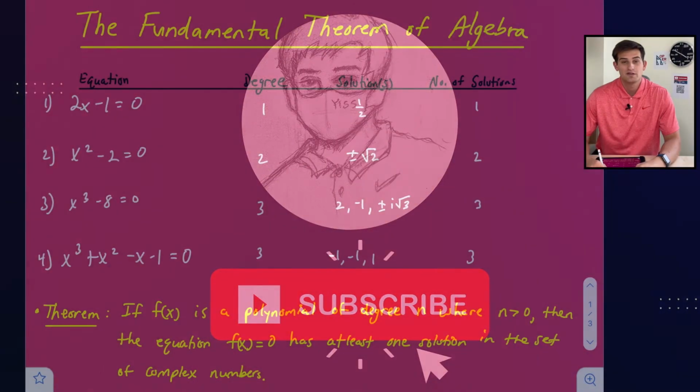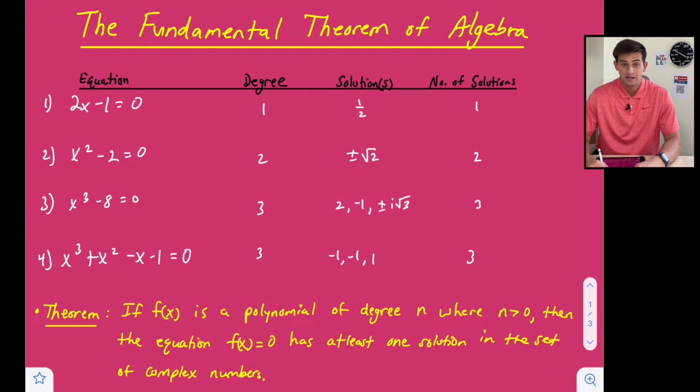Everyone, in this video we're going to talk about the fundamental theorem of algebra. We look at the top of the screen and what we see are four different equations. For these four equations, we want to take note of the degree of the equation. What we mean by the degree is the highest exponent that we see.